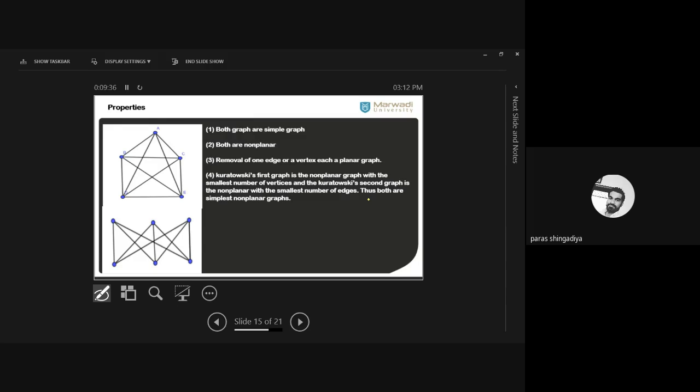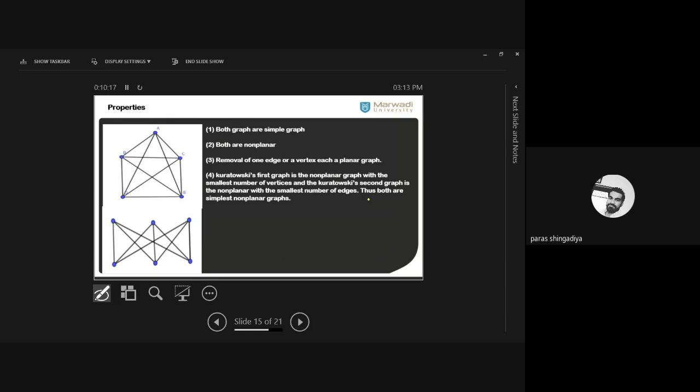Removal of one edge or one vertex converts it to the planar situation. If we remove one edge from either graph, the remaining graph can easily be maintained as planar. Just delete one of the edges, any edge, it is not fixed which edge you delete. Delete one of the edges from both graphs and then check the remaining condition. That remaining graph you can easily embed as a planar graph.